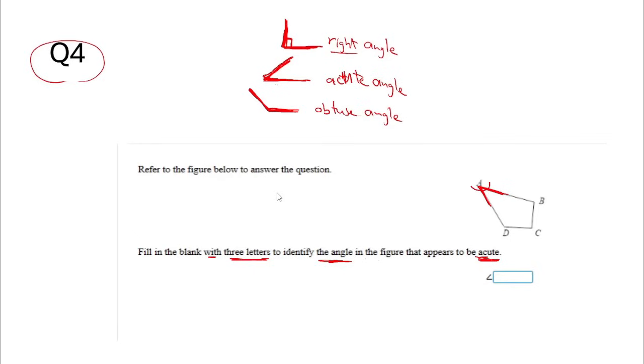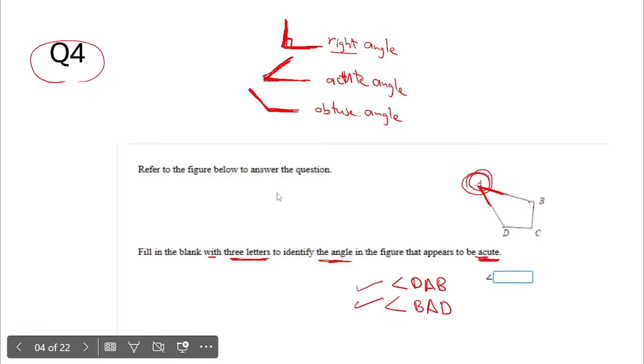To write the angle, as I mentioned, we have to say BAD or DAB. The middle letter has to be the endpoint. So the angle here will be DAB or BAD. If you write any one of them, it is the correct answer. Okay, so let's see question number 5.